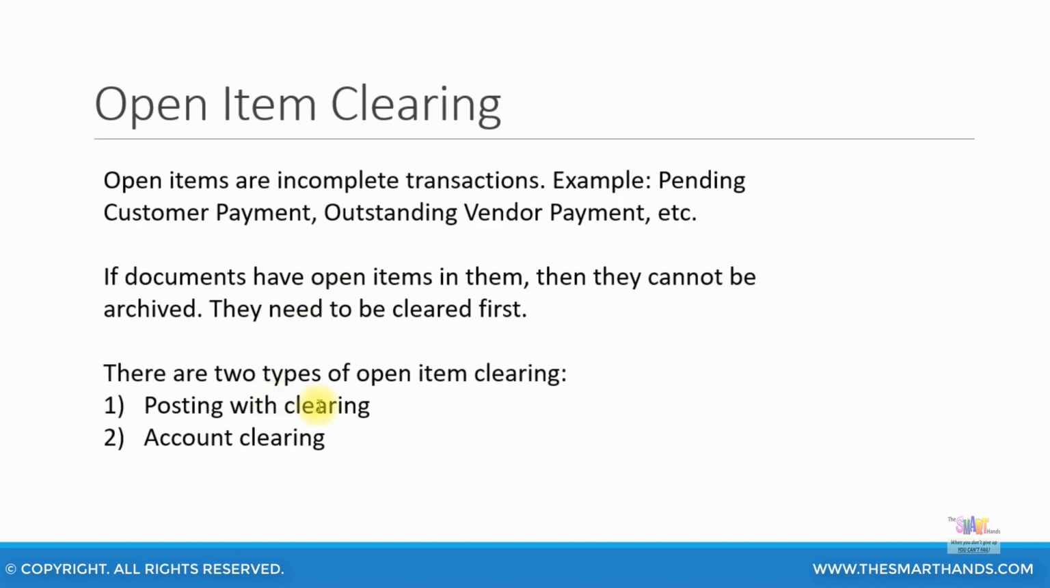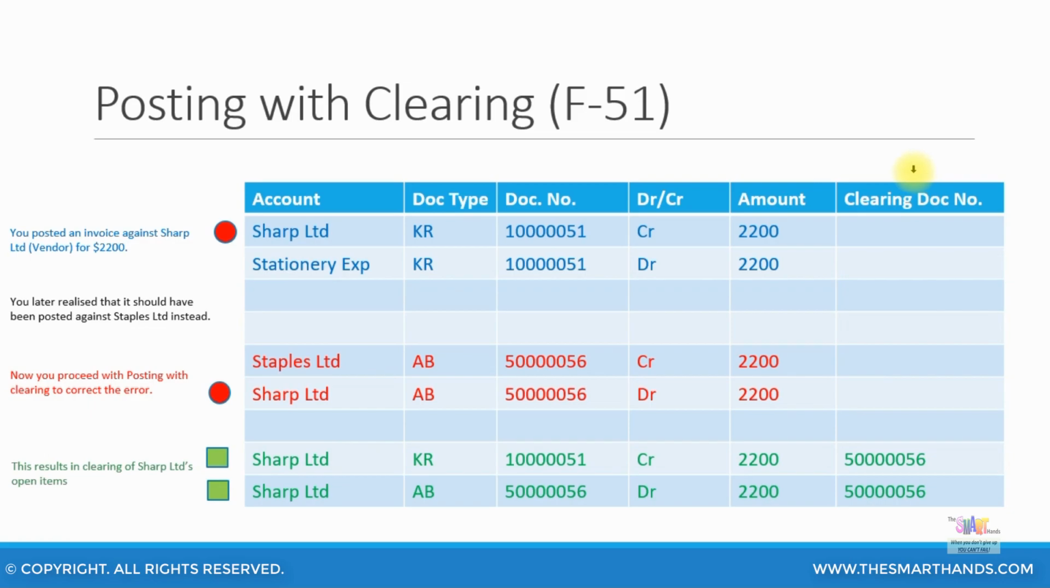There are two types of open item clearing. One is a posting with clearing, the other one is account clearing. There are some other types of open item clearing as well, but generally we can classify into two main categories, and we look at some examples for these two categories now. Let's look at an example with a posting with clearing scenario.